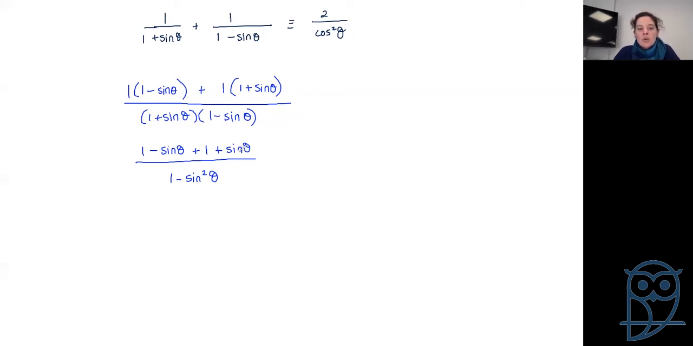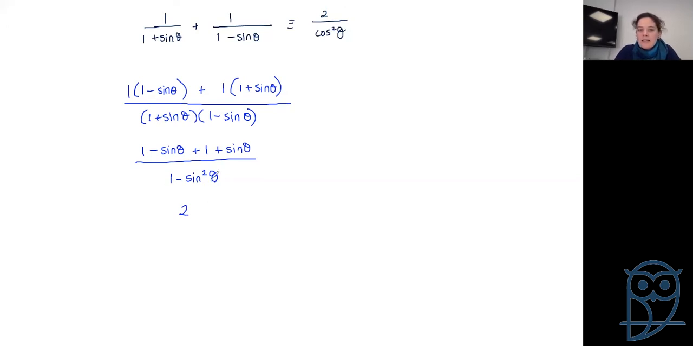So why did I show all of this on the top? It's because this is a proof. When we're doing a proof, we need to show every single step of our work. That is what our examiner is looking for. So we don't want to be skipping things. We don't want to be merging steps. We want to be clear. So 1 plus 1 is 2. Minus sine theta plus sine theta is 0.